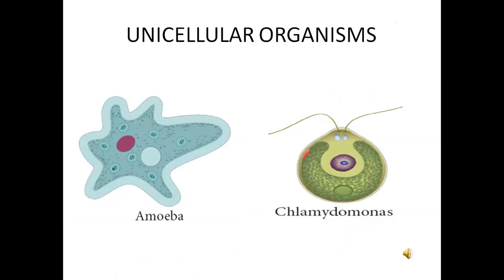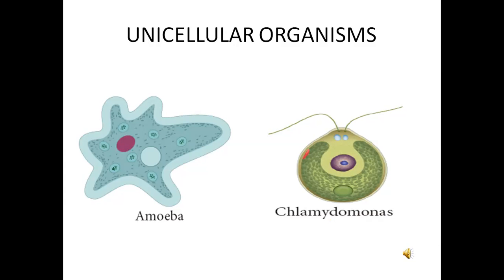Unicellular organisms. Some simple organisms are made up of only one cell. They are called unicellular organisms, which can be seen with the help of a microscope. There are many single-celled microscopic organisms, for example, the unicellular organisms amoeba and chlamydomonas. Have a look at the image: chlamydomonas and an amoeba, single-celled organisms which carry out entire functions.